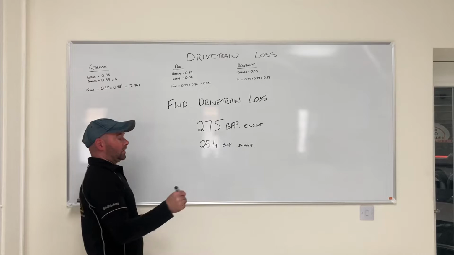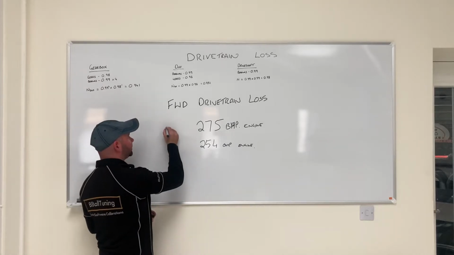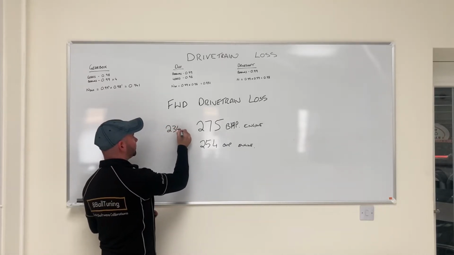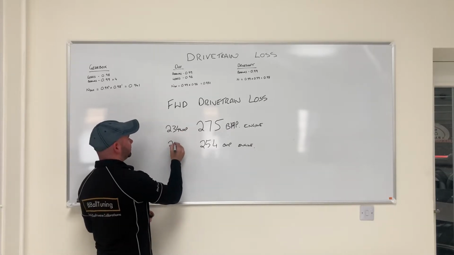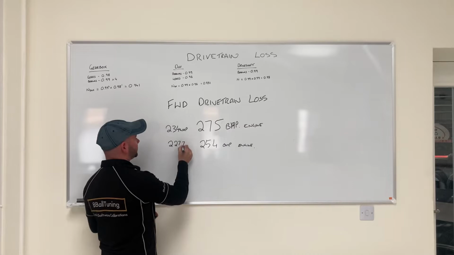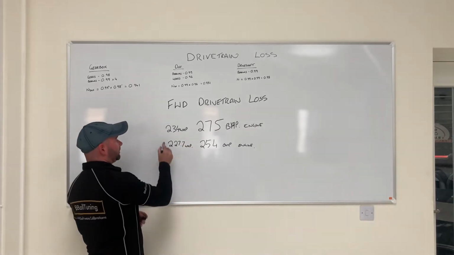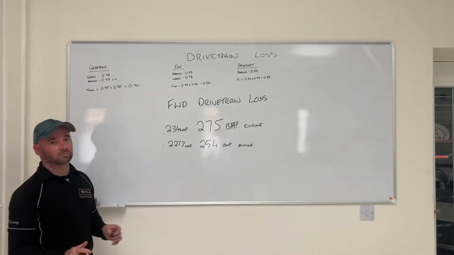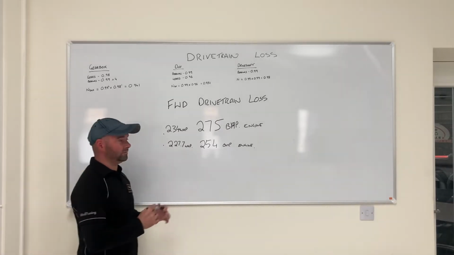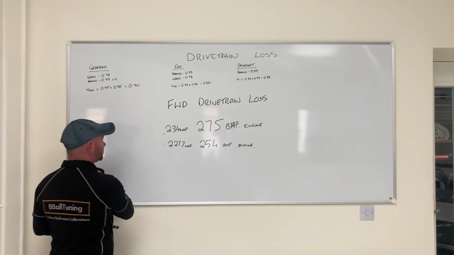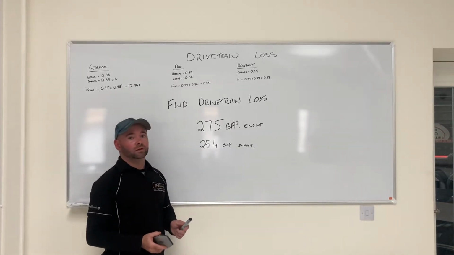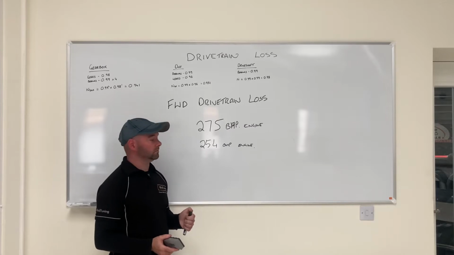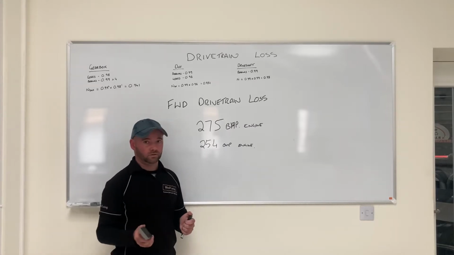Now you'll remember from the last video, we made 234 wheel horsepower on ours and 227.7 wheel horsepower on MB's. So the difference between these two wheel horsepower figures is not much at all, but the difference in engine bhp is quite big.